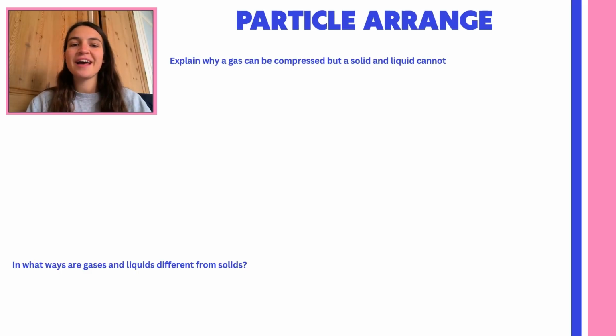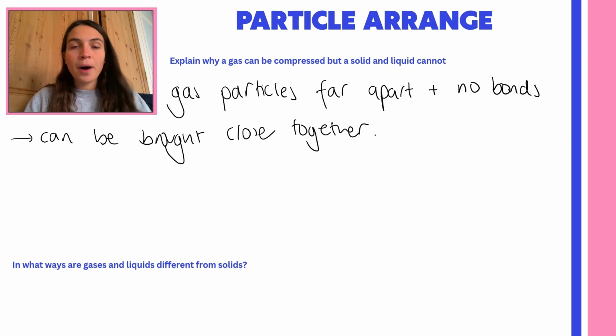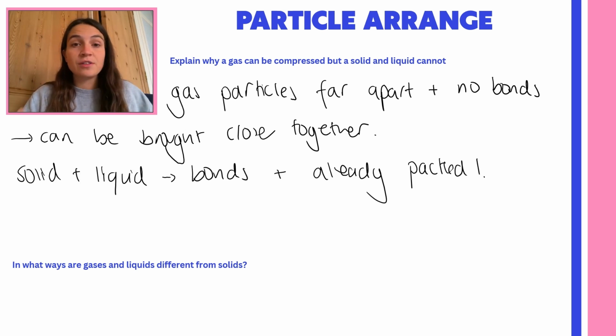Okay, explain why a gas can be compressed, but solids and liquids cannot. So what are the key differences between gases that would set them apart from both solids and liquids? It's how far apart the gas particles are, and the fact that they've completely broken their bonds between different particles. So that basically means that in a way that we can't for solids and liquids, because those are already quite tightly packed, we can actually compress gas particles and bring them closer together.